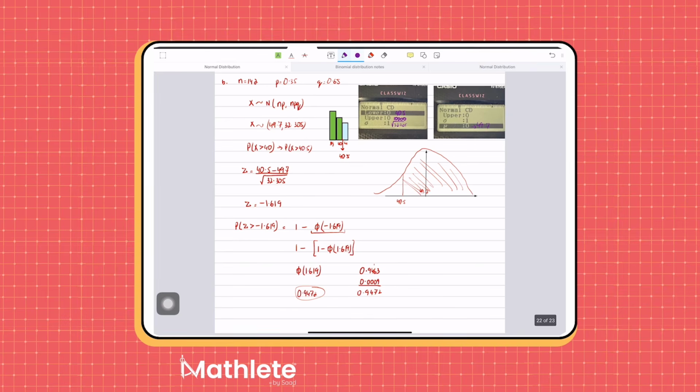Let me find out if it's possible in your calculator or not. Let me find out. Is it? Yeah, 0.9472. Not 6, it's 0.9472. You get that after subtracting from 1.